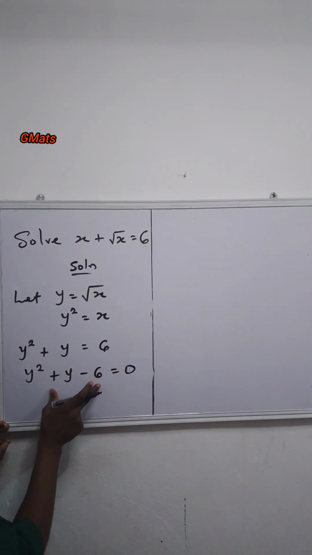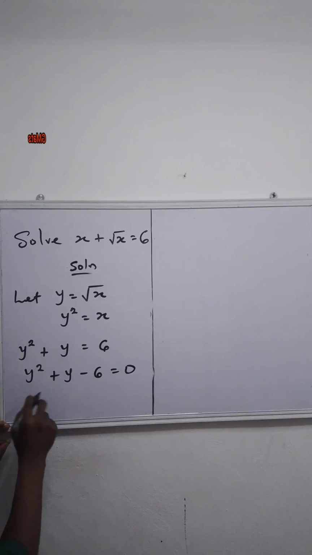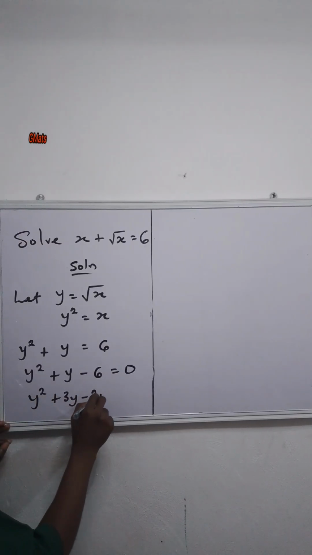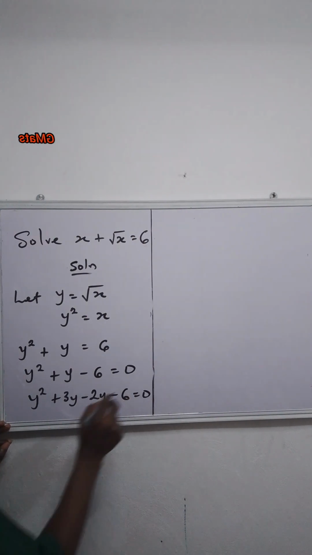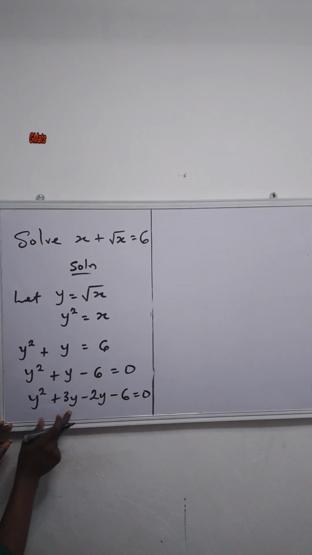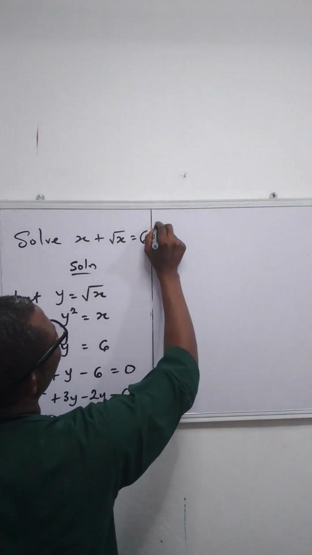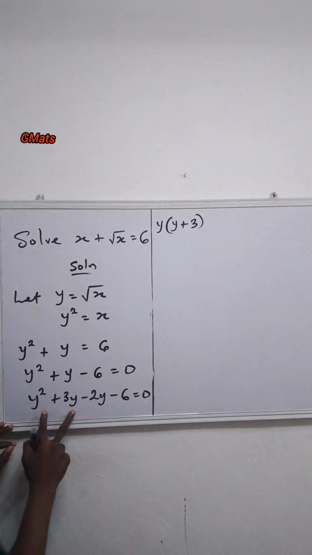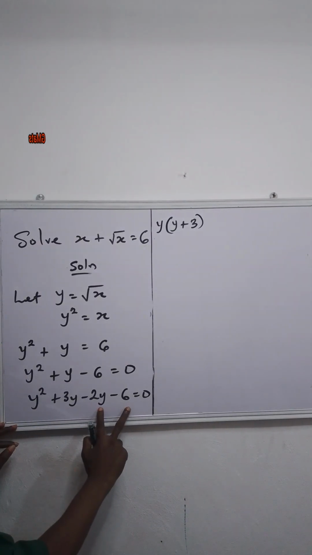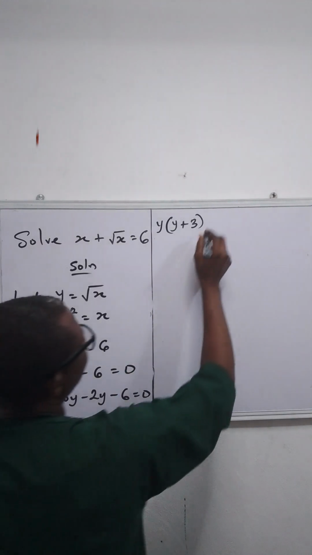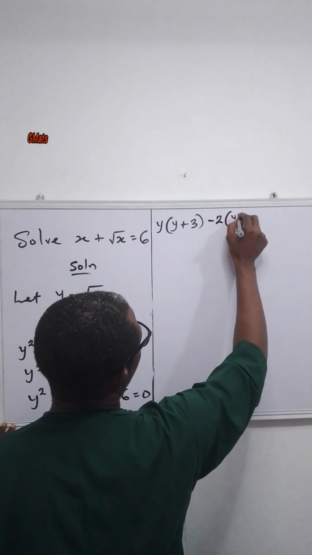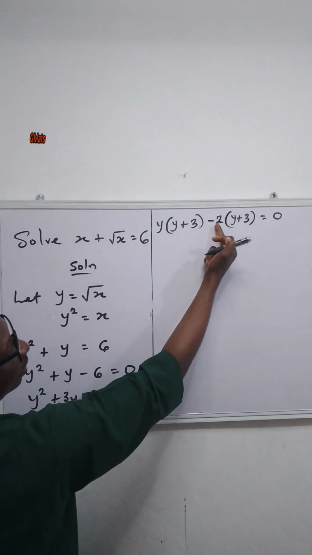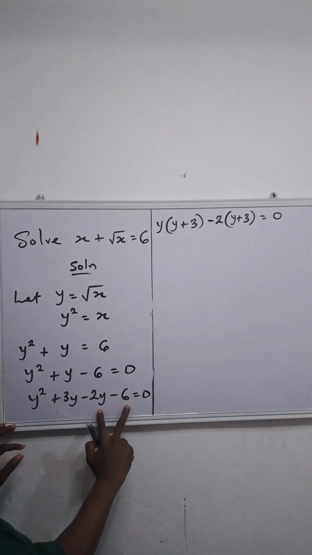Alright, so we can factorize this quadratic equation. So we have y squared plus 3y minus 2y minus 6 equals 0. So now let's factor out y here. We have y plus 3, okay? Now when you factor out y here, let's factor out negative 2. So we have negative 2 times y plus 3 equals 0. So when you look at it carefully, when you open the bracket with negative 2, you have the expression here.